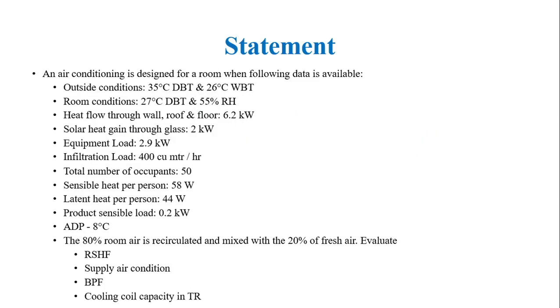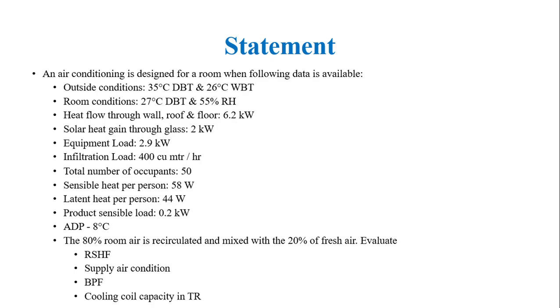So here is the statement given. An air conditioning is designed for a room when the following data is available. Outside conditions are given: 35 C DBT and 26 C WBT. Room conditions are given as 27 C DBT and 55% RH. Heat flow through wall, roof and floor is given as 6.2 kilowatt. Solar heat gain through glass is given as 2 kilowatt. Equipment load is given as 2.9 kilowatt.